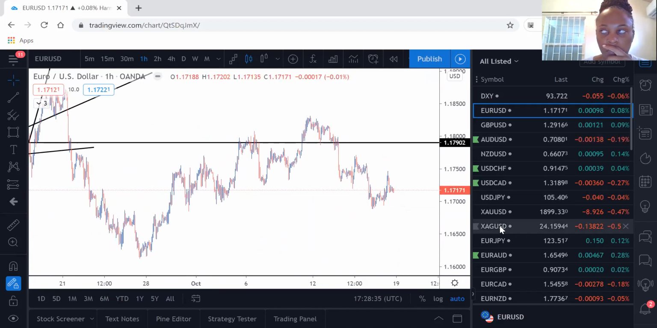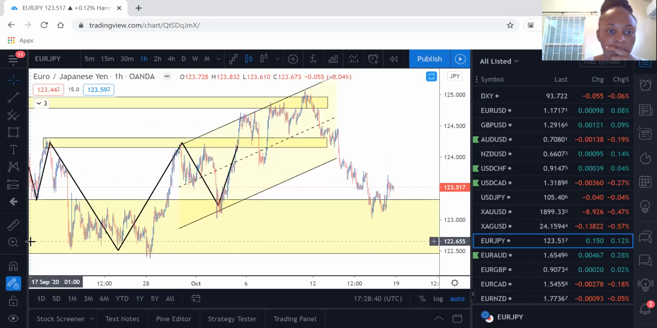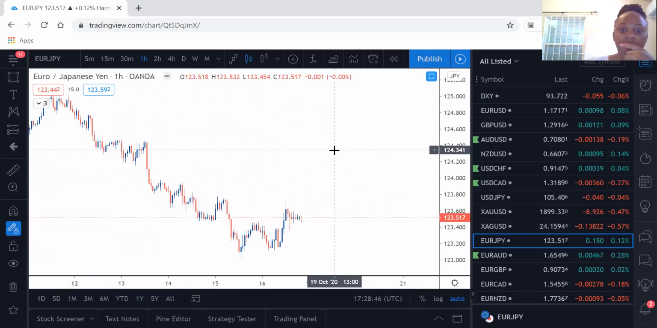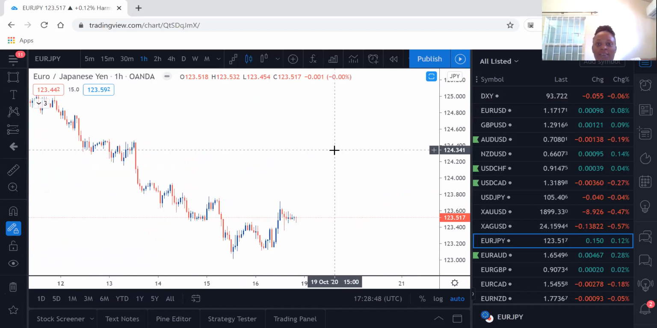So I saw another head and shoulders. I think it was GBP/JPY. Good. Lovely. Next pattern. Double bottom. All right.